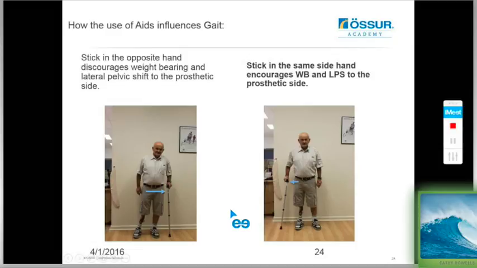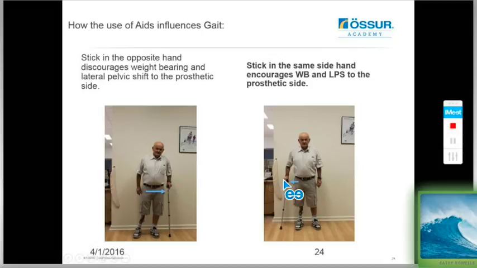This translates to when we are using walking aids as well. As you can see here, holding the stick in the opposite hand to the prosthesis only works to take the weight off the prosthesis, decrease the amount of lateral pelvic shift that he achieves, and ultimately offer an excessive amount of support and mechanical advantage relief for the gluteus medius on the prosthetic side.